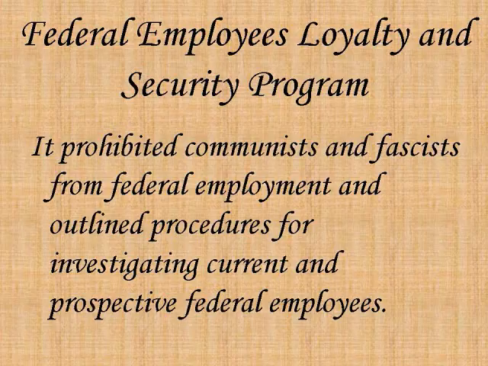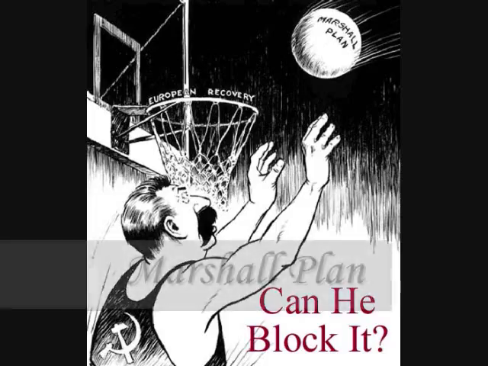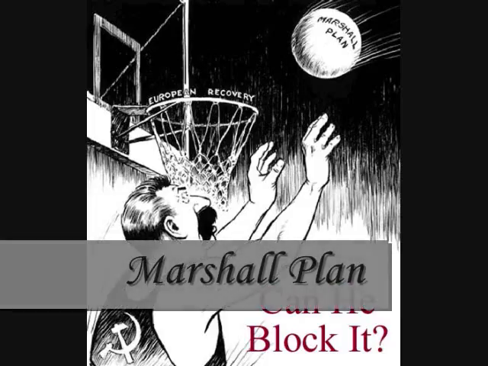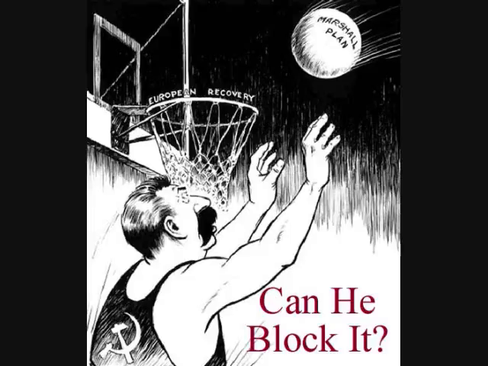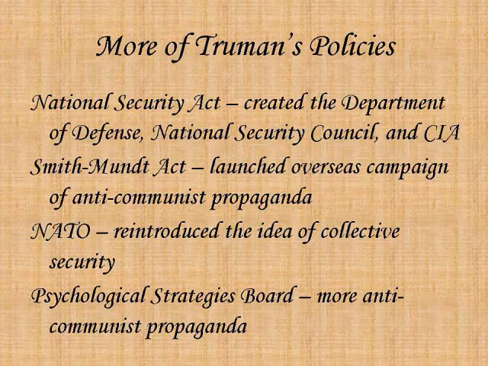It was immediately aimed at stabilizing Turkey and Greece, but agreed to fight the spread of communism worldwide. The Federal Employees Loyalty and Security Program prohibited communists and fascists from federal employment and outlined procedures for investigating current and prospective federal employees. The Marshall Plan gave European nations aid to rebuild their economies. The National Security Act created the Department of Defense, National Security Council, and the CIA. The Smith-Mundt Act launched overseas campaigns of anti-communist propaganda.